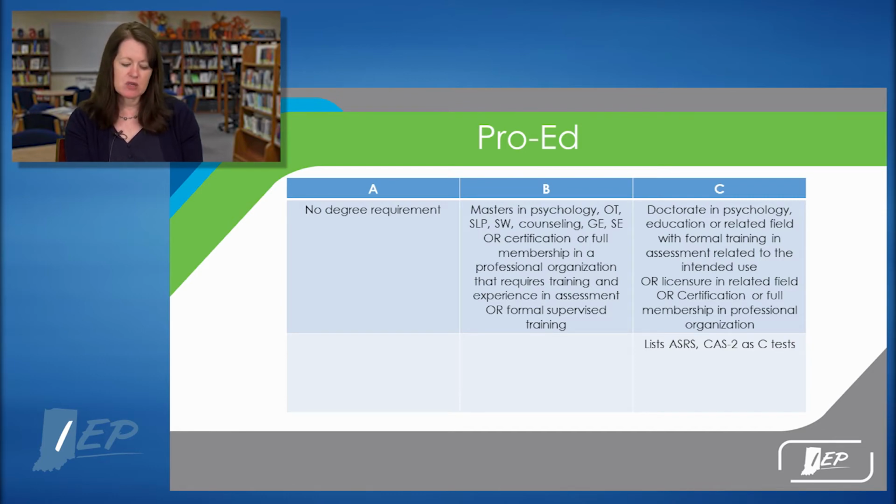ProEd is another one that has an ABC requirement, and when you look across the columns, it's very similar to what Pearson uses as far as their requirement levels. They do list things a little bit differently though, because under the ProEd requirements, they list the Autism Spectrum Rating Scale and the CAS-2 as C items when they are more like a B item on some of our other test companies. So I think it's very important for us to always check with that particular company. You would think that they would be completely standardized across those companies, but they're not.